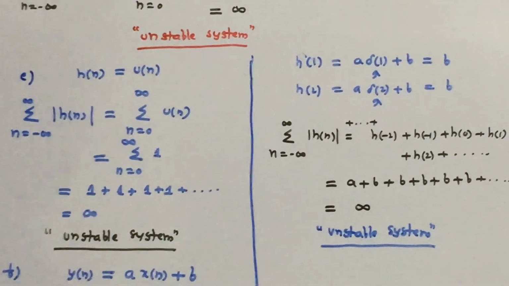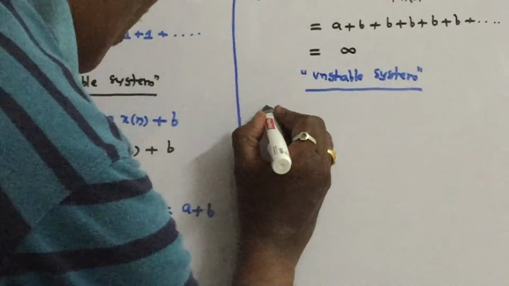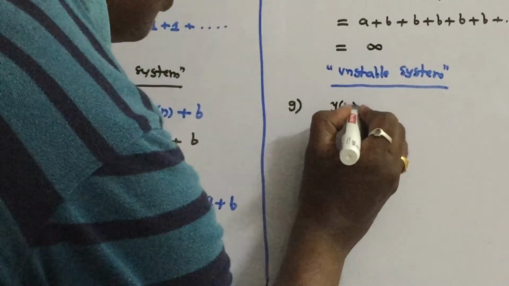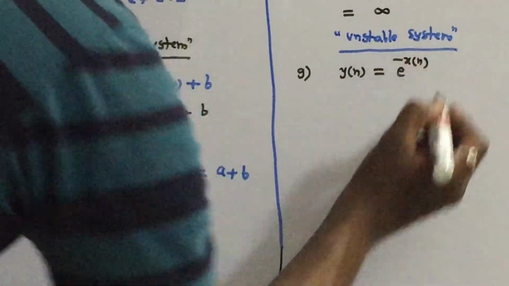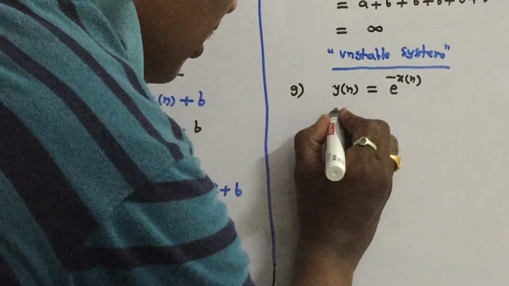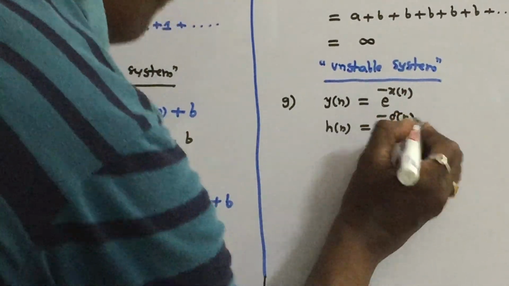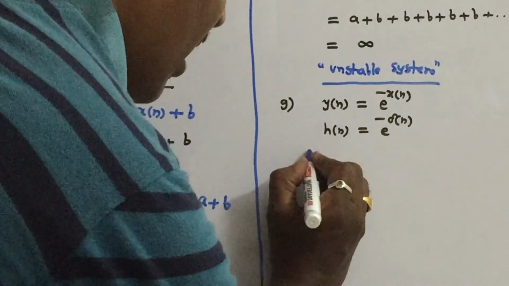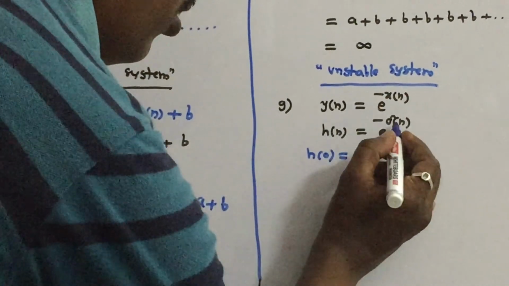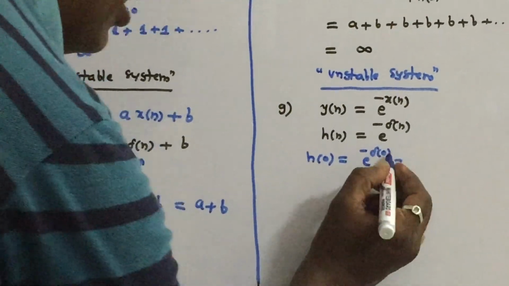Let us see the last example, G. y of n is given as e power minus x of n. Convert this equation into impulse response first. So h of n is equal to e power minus del of n. Just to substitute different values of n, let us see h of 0. What is h of 0? e power minus del of 0.